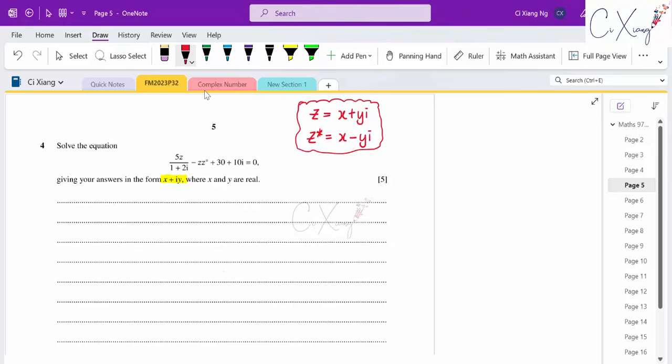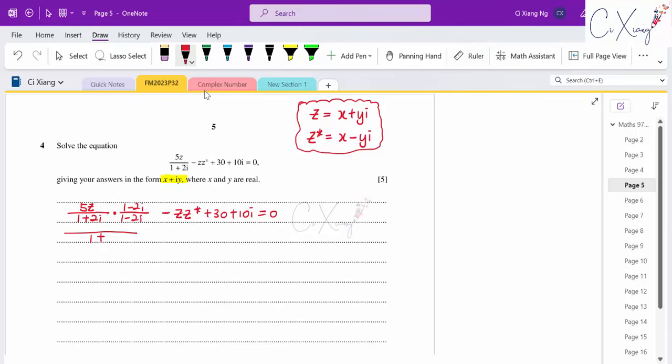First of all, if I observe the question here, I'm having a fraction as the first term. Maybe what I want to do is rationalize it first. I try to rationalize the first fraction, where the denominator is 1 plus 2i. To rationalize it, I need to multiply it with 1 minus 2i, top and bottom. Then minus z conjugate plus 30 plus 10i equals 0. When I rationalize it, for the denominator I'm having 1 plus 2i minus 2i and also negative 4i squared.